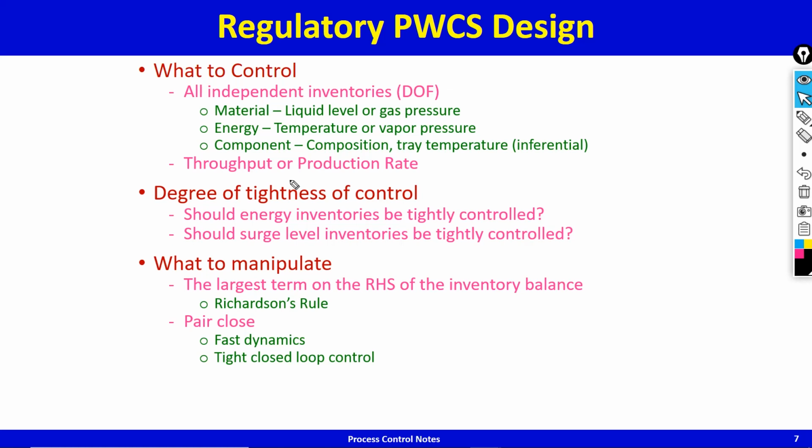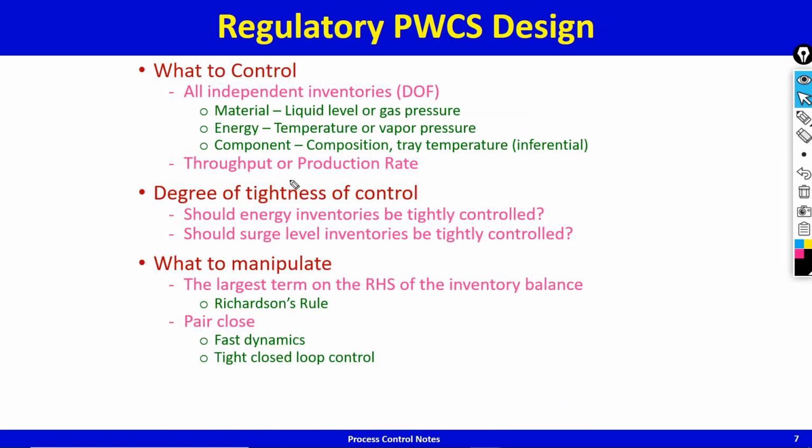For example, if you want to control a tank level, you're going to control the tank level using its outflow or its inflow. That ensures that when you change the valve position, the flow changes immediately, and as the flow changes, the level also changes immediately. That allows tight control. So pair close results in fast open loop dynamics, and fast open loop dynamics allows for tight closed loop control should you wish to.